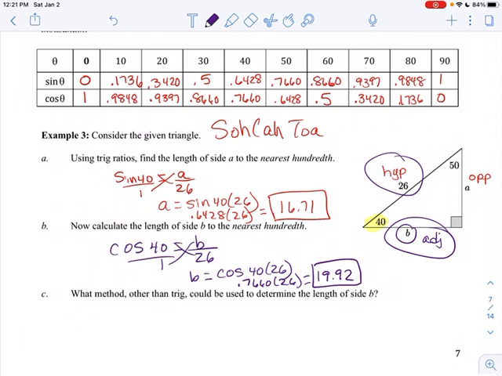What method other than trig could be used to determine the length of side B? Well, I already mentioned this, the Pythagorean theorem. Once I know what side A is, I can use side A and the hypotenuse in order to find side B. So that would basically be 16.71 squared plus B squared equals 26 squared. All right, and if I do this in my calculator, I actually wind up getting the same answer, 19.92.